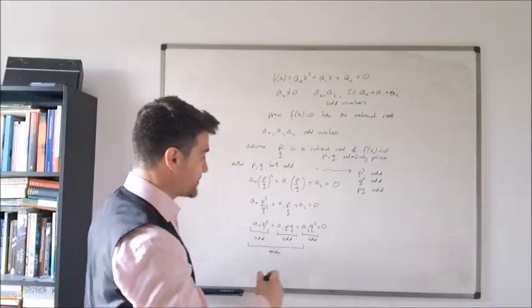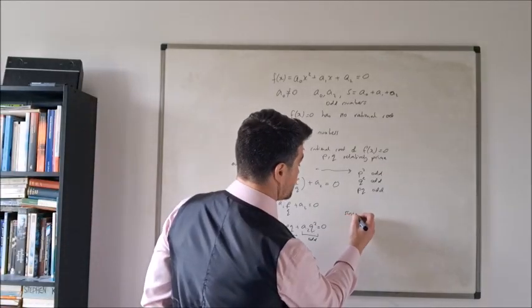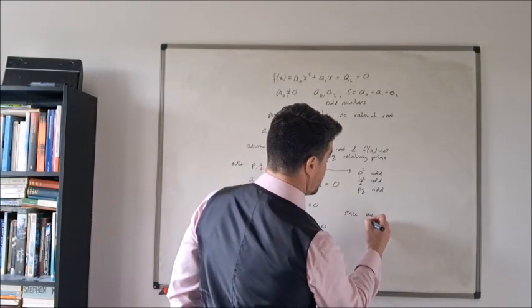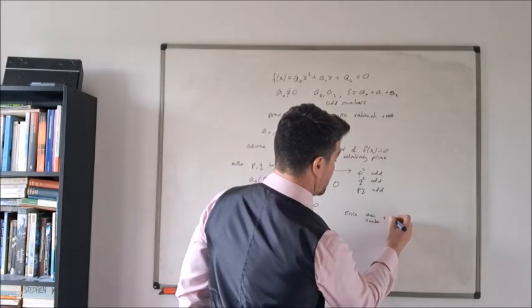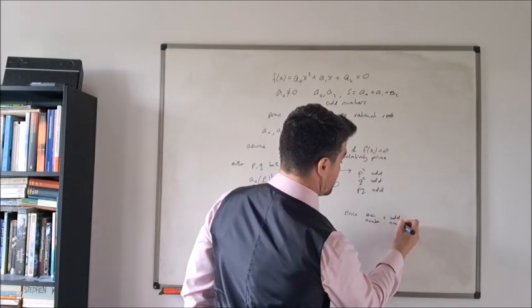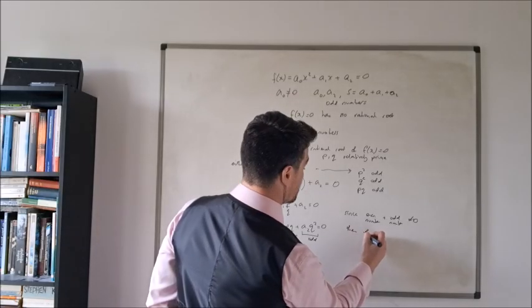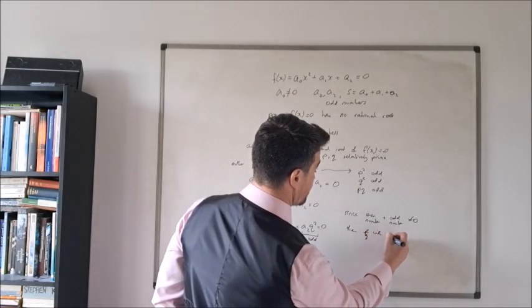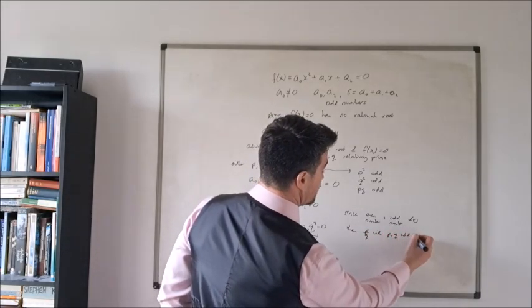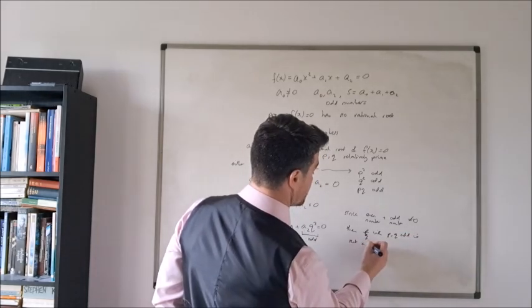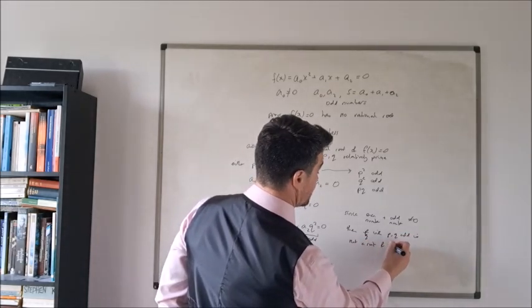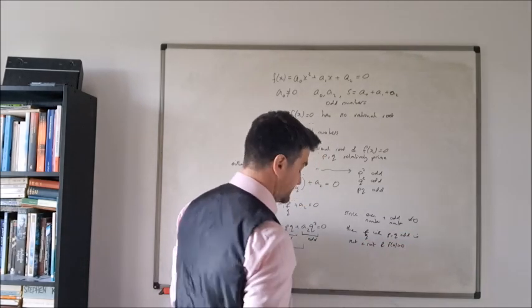So we've got our contradiction. Since an even number plus an odd number is not equal to 0, then P over Q, with P and Q odd, is not a root of f of x equals 0.